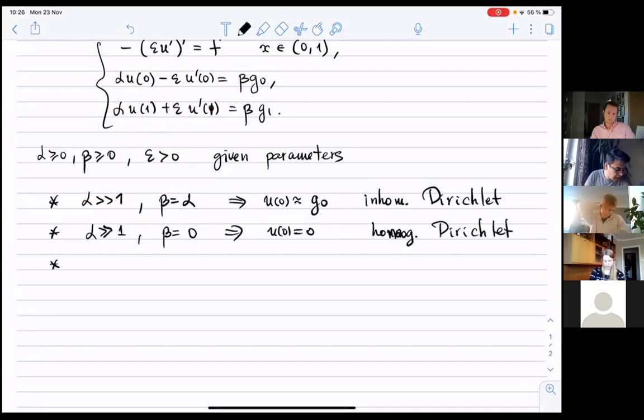So the third case, when alpha is equal to 0 and beta is equal to 1, then we have minus epsilon u prime(0) equals g0. This is inhomogeneous Neumann.